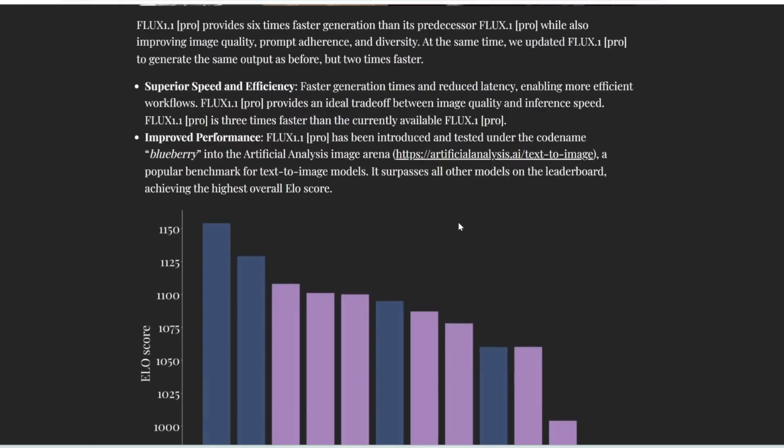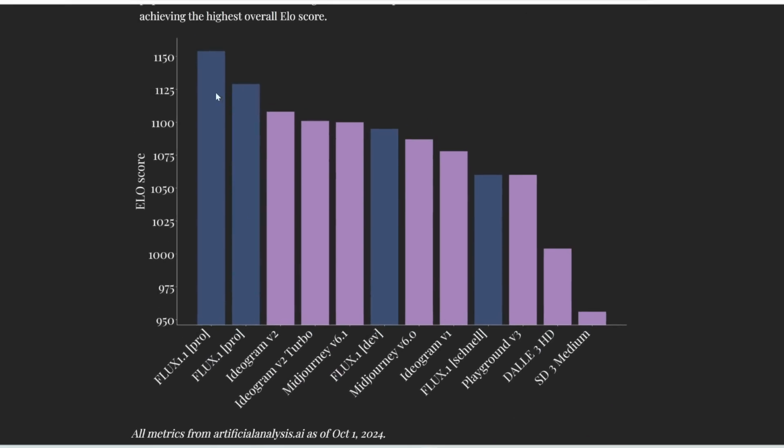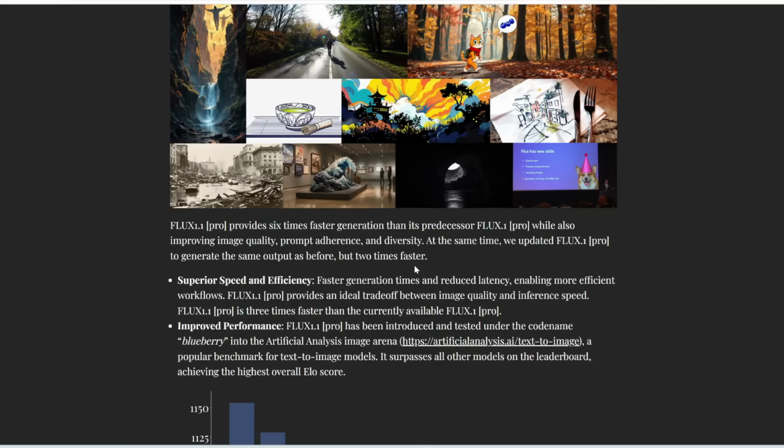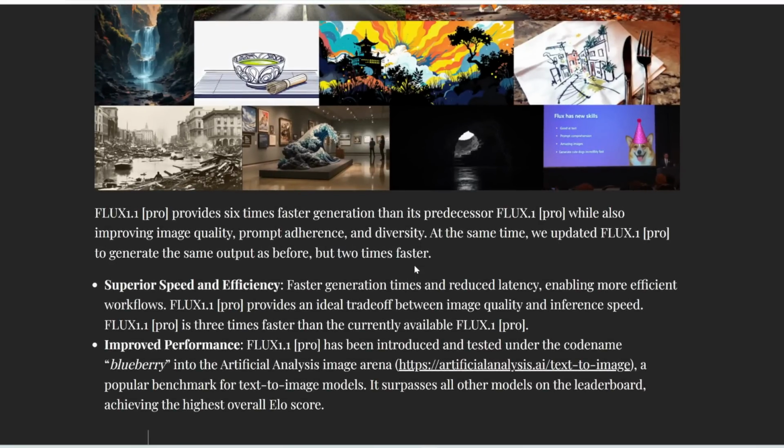So back to this blog, they finally revealed that, yes, they've tested FLUX 1.1 Pro under the codename Blueberry in this artificial analysis image arena, and they found that it surpassed all the other models on the leaderboard, and it achieved the highest ELO score. So here are the highlights about FLUX 1.1 Pro. It provides 6 times faster generation than FLUX 1 Pro, while also improving image quality, prompt adherence, and diversity.